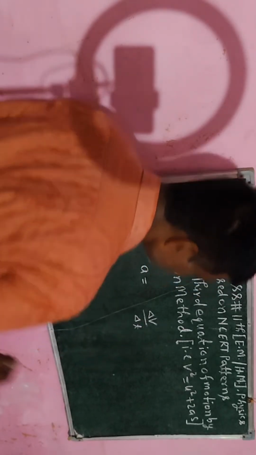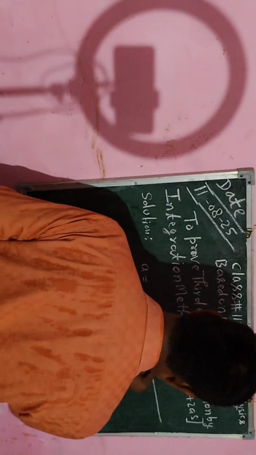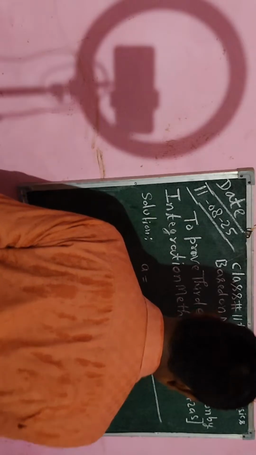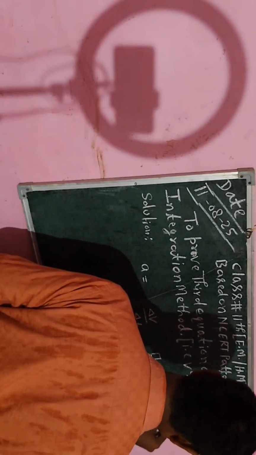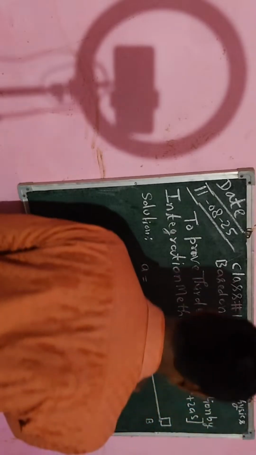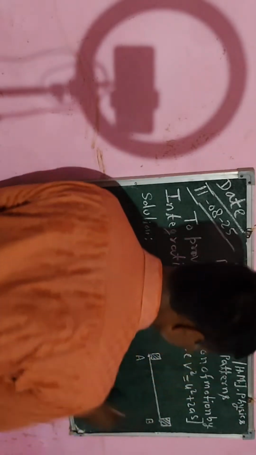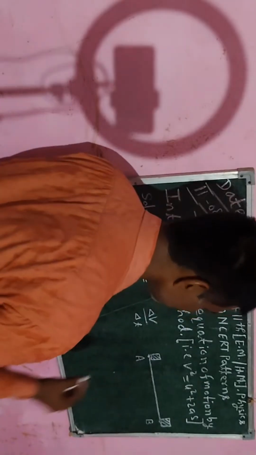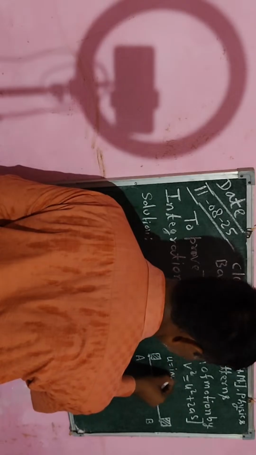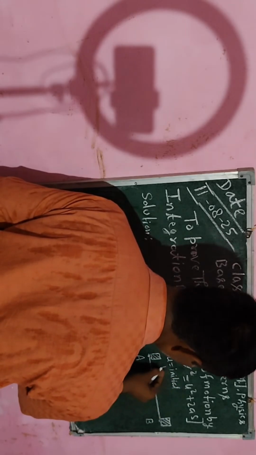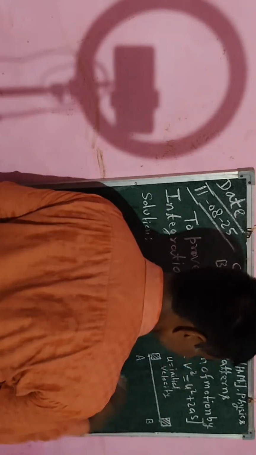Suppose an object is moving from a point A, and after some time that object reaches point B. I will say this is the object at point A and the object at point B. When the object starts, it will have an initial velocity. Here I will write initial velocity, but that object will reach the point B.